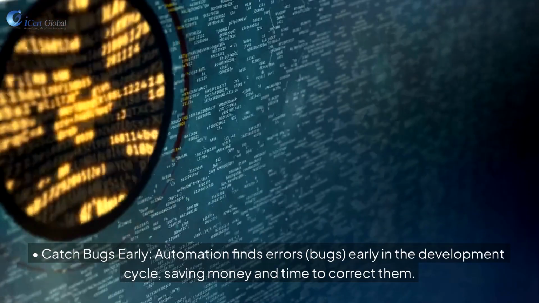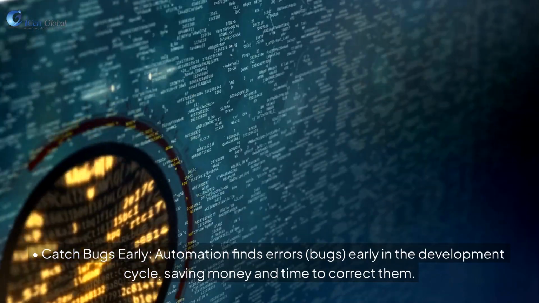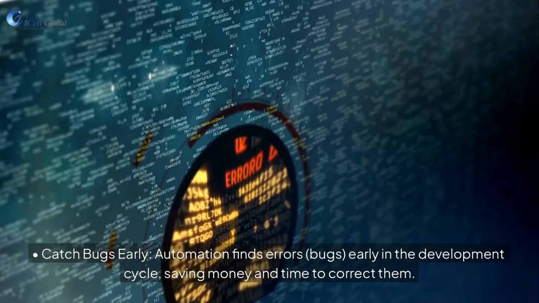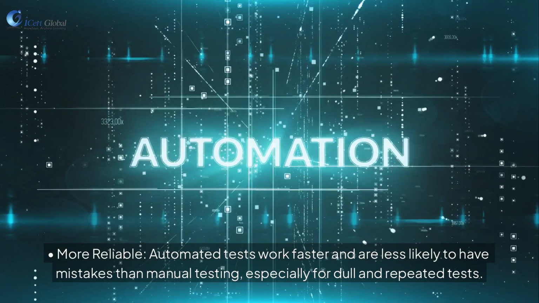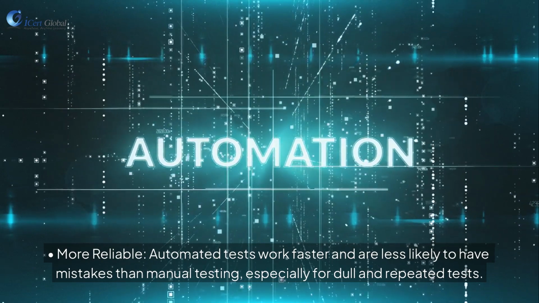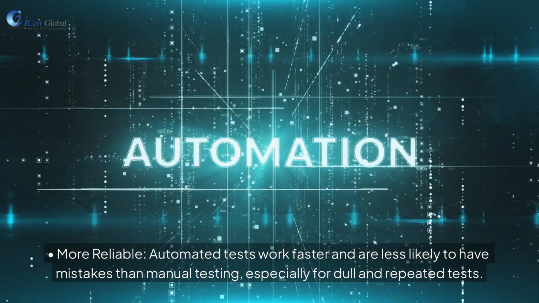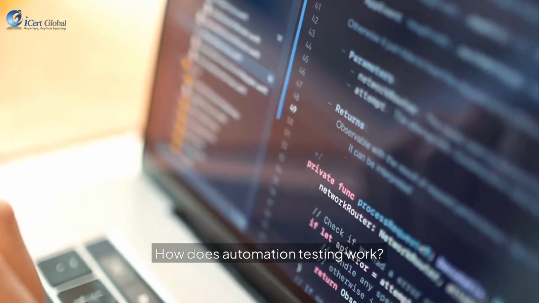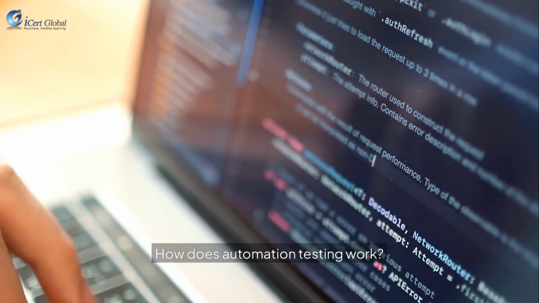Catch bugs early. Automation finds errors, bugs, early in the development cycle, saving money and time to correct them. More reliable. Automated tests work faster and are less likely to have mistakes than manual testing, especially for dull and repeated tests. How does automation testing work?